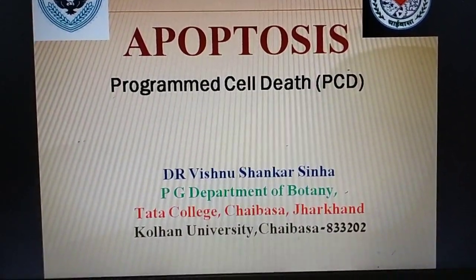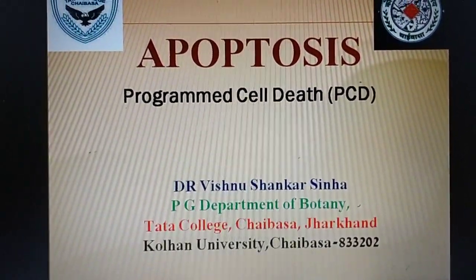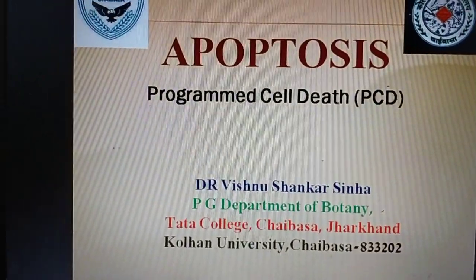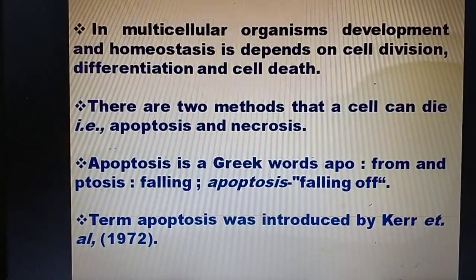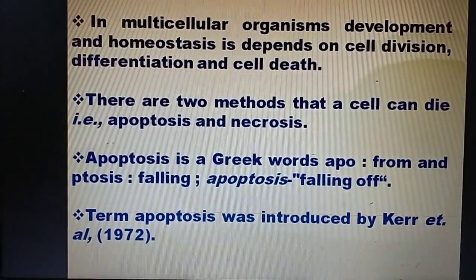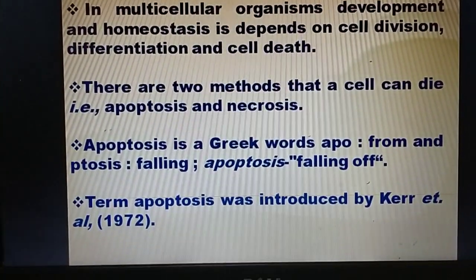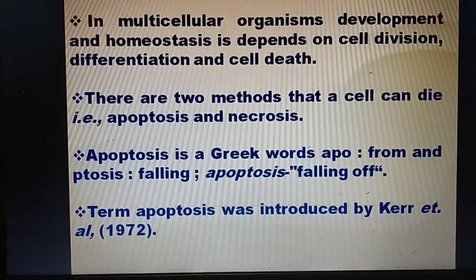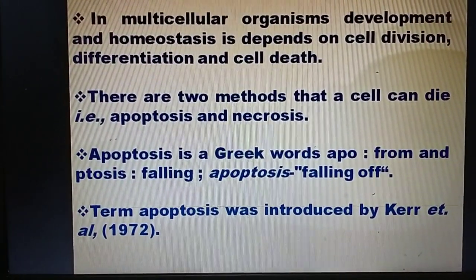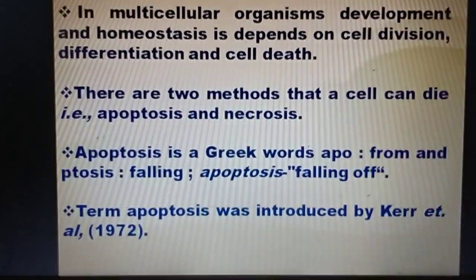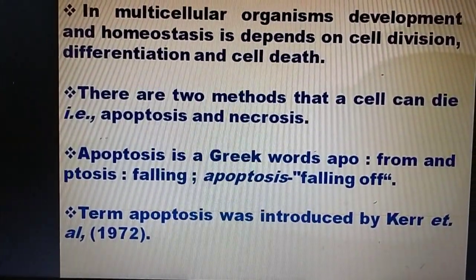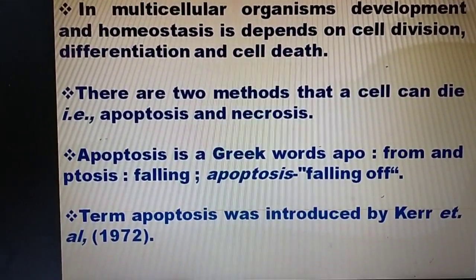Today I am going to discuss apoptosis, or programmed cell death. In multicellular organisms, development and homeostasis depend on cell division, cell differentiation, and cell death. There are two methods by which a cell can die, that is apoptosis and necrosis.